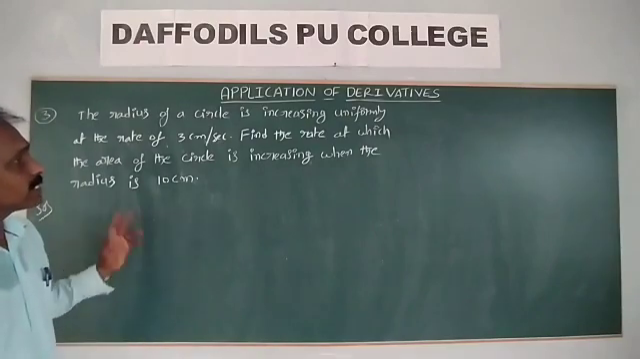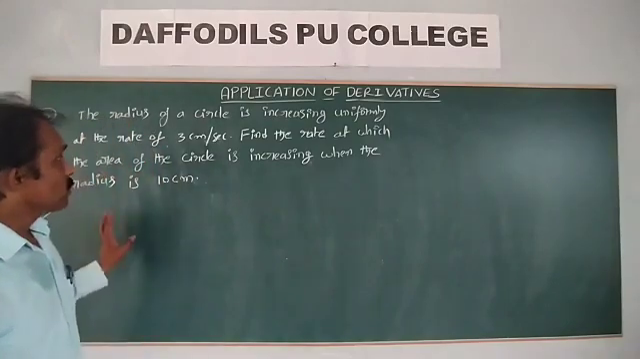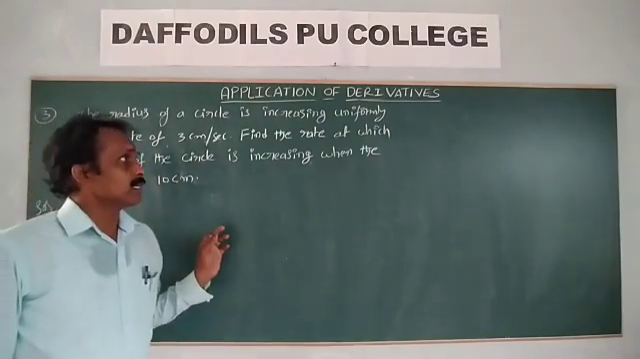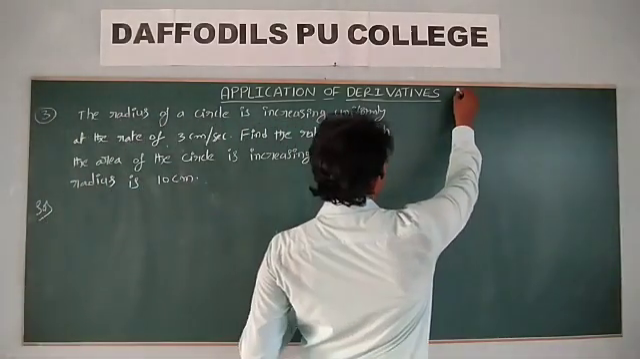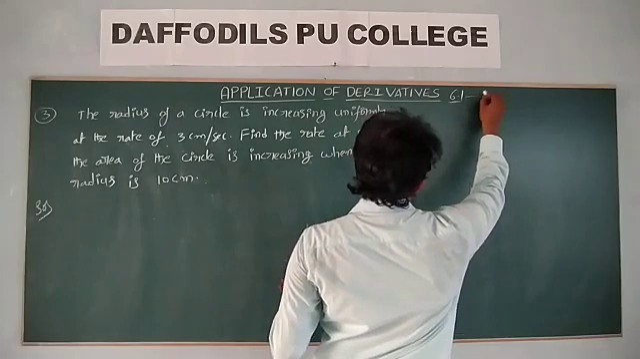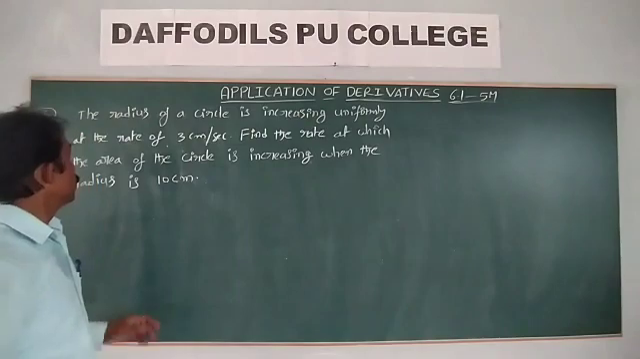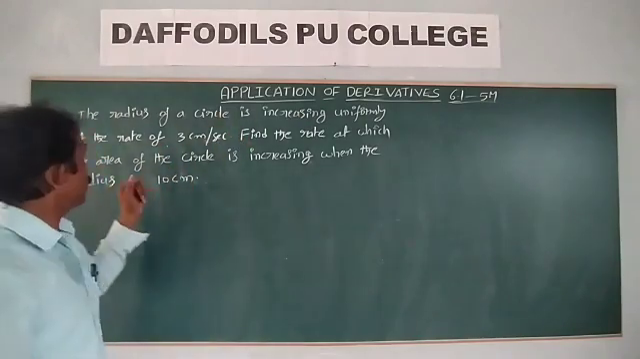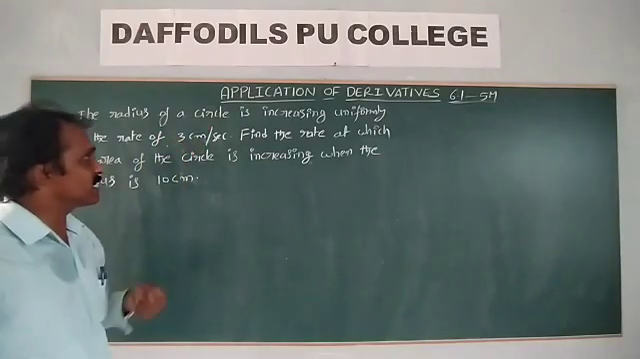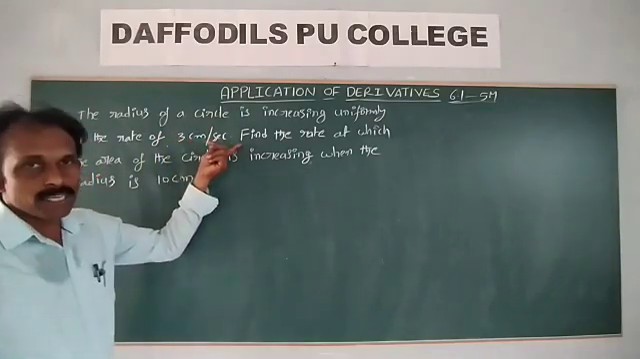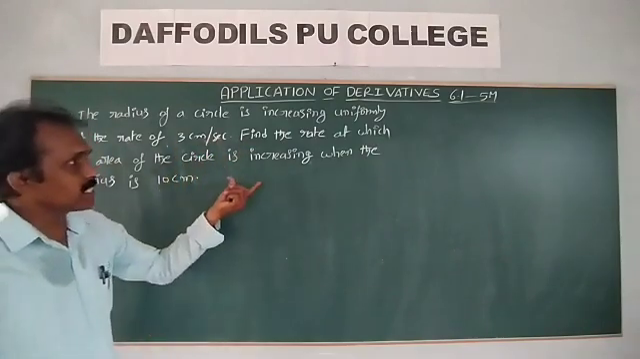The radius of a circle is increasing uniformly. First of all, read the question carefully. This is a compulsory question from this exercise. You will get one 5 marks question from this 6.1 exercise. Radius of the circle is increasing uniformly at the rate, so the change in radius, how much change? 3 centimeter per second. Per second, how much change? 3 centimeter. The radius is nothing but r.